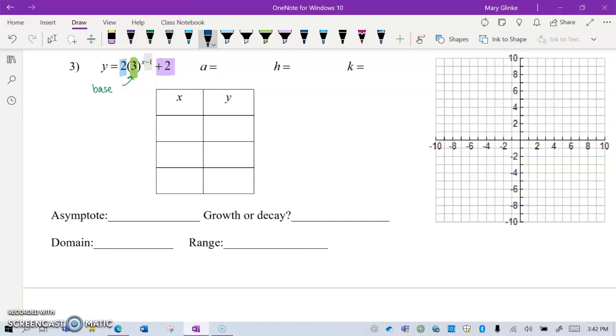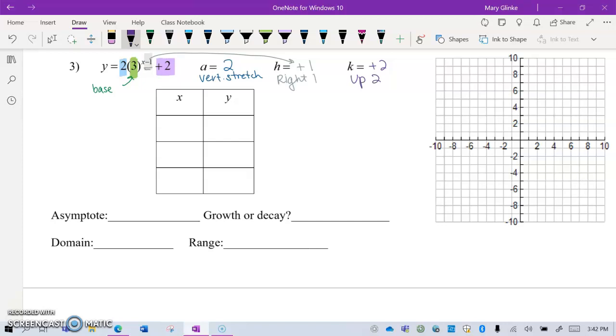So for your A value here, you have an A value of 2, which is a vertical stretch. Your H value, notice how it's a -1 here. I'm going to write a +1 for your H value because it moves your graph right 1. Your K value here is +2, which means your graph is going to go up 2.